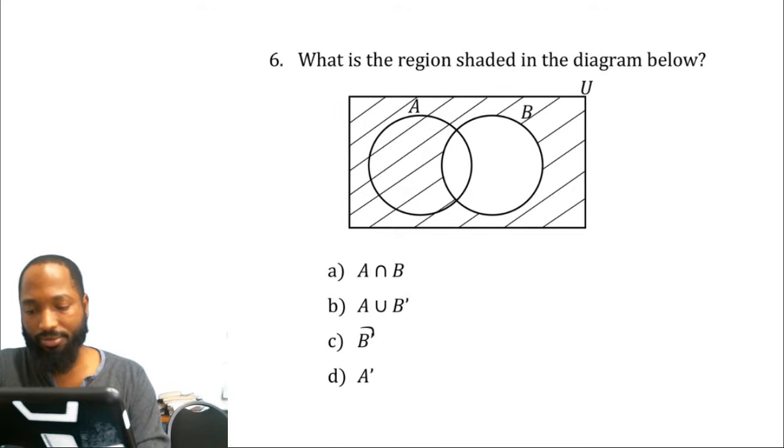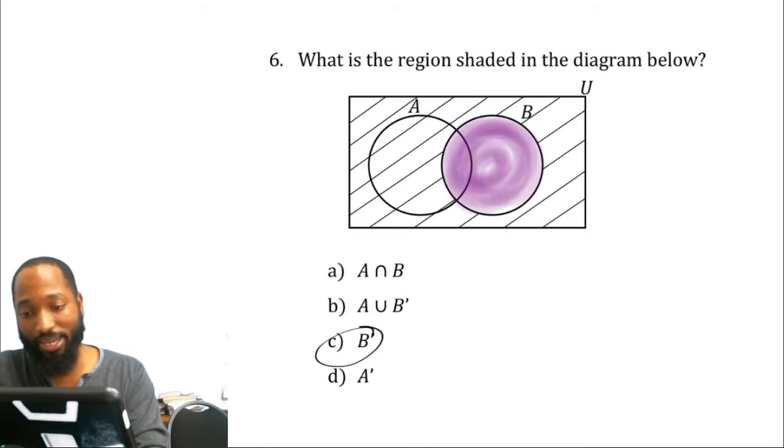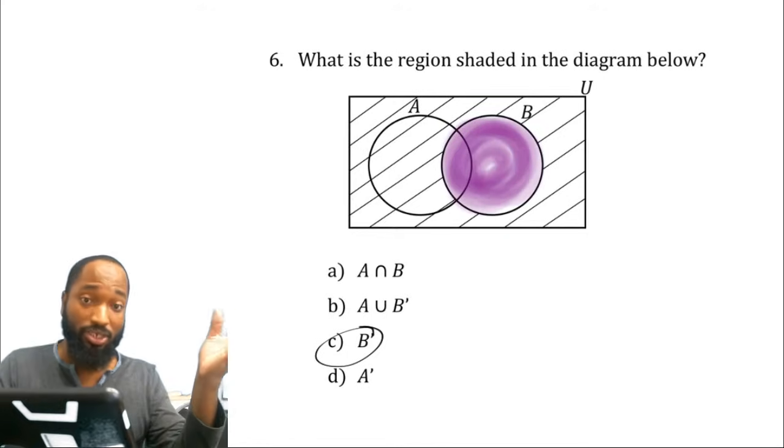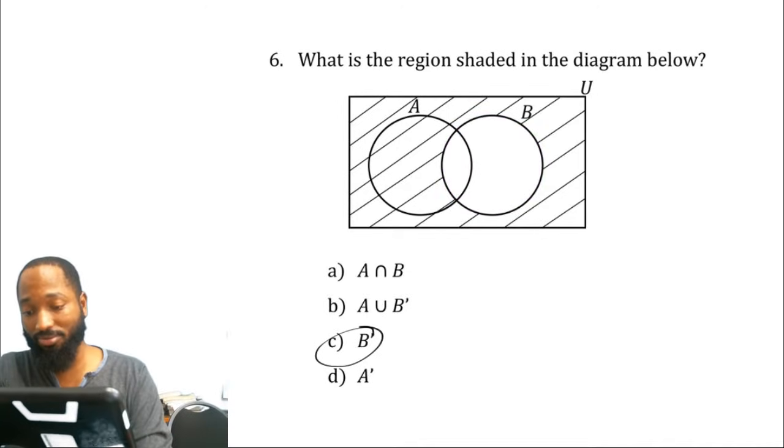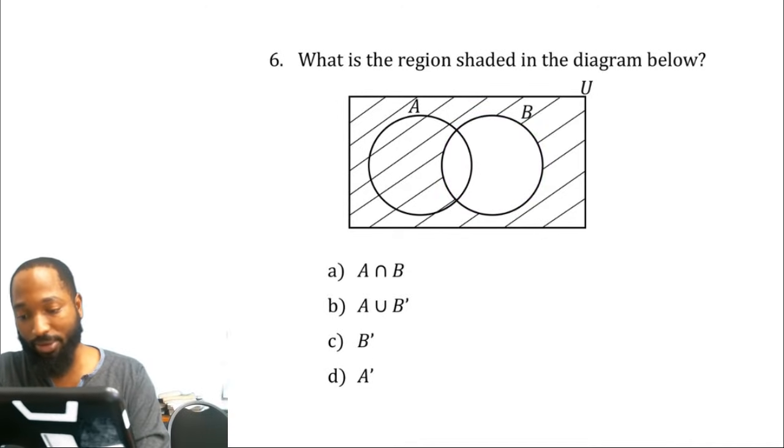The answer is C. Because when I look, I just see B empty now. The whole of B will be empty and everything outside will be shaded. So what we just talked about is complement. This means everything outside of B. So that's the answer right there.